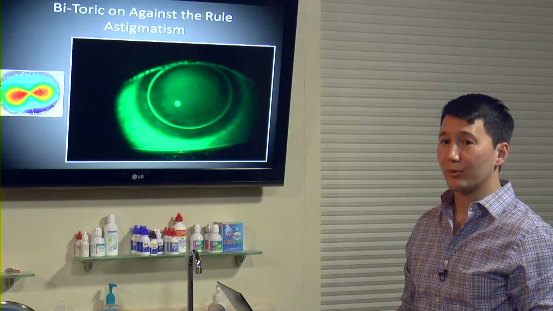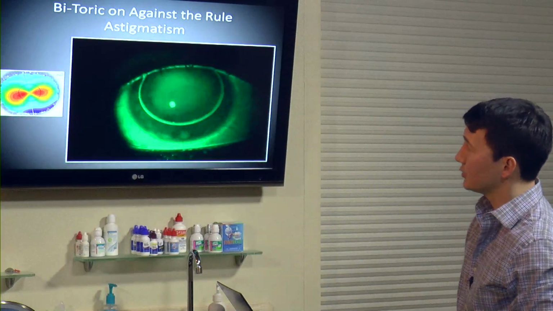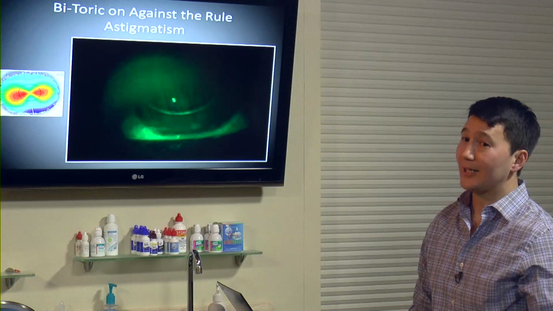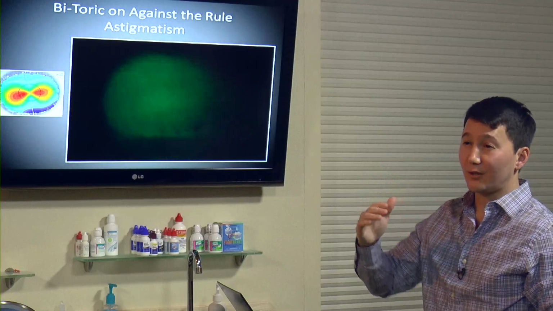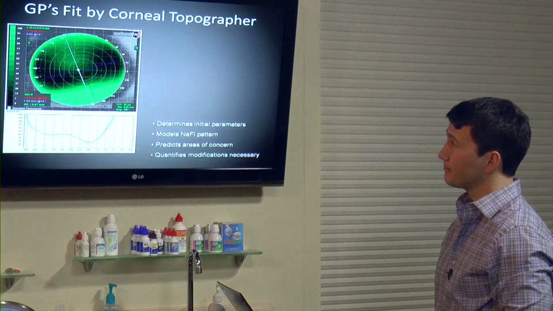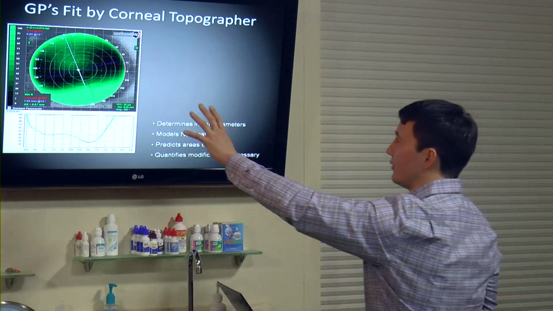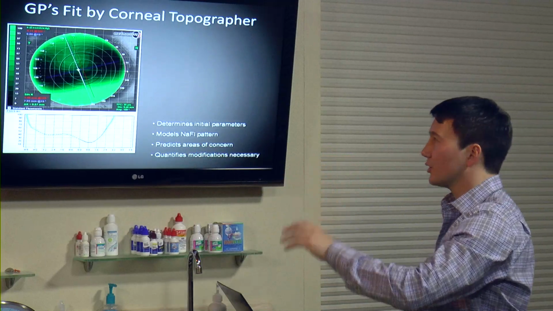Would the bitoric have hope of landing? And it looked like it did, so we ordered the lens from Valley, and there's our fit. And this patient loved this lens because as a high against-the-rule astigmat, with the typical rotation you see on those soft toric lenses, the GP had very stable vision, as you can imagine.